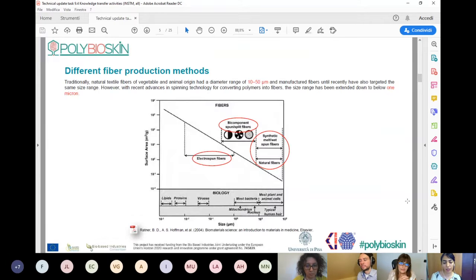Here you can compare the size of the fibers. Natural textile fibers are in the range of 10 to 50 micrometers. As you can see here, the fibers produced with melt or solution spinning are in the same range, but by using advanced technologies like bicomponent spinning or electrospinning, we can reduce the size of the fiber and reach even the nanometer range.